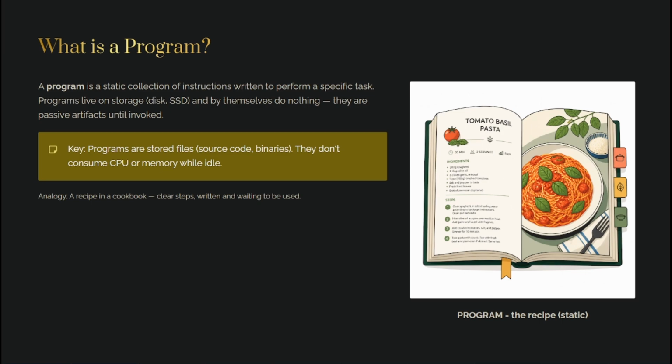A program is a fixed set of instructions written to do a task. It stays on storage, your disk or SSD, by itself. It does nothing. It just waits until someone uses it. Remember this key point: a program is just a stored file. It does not use any CPU or memory while it is sitting idle.